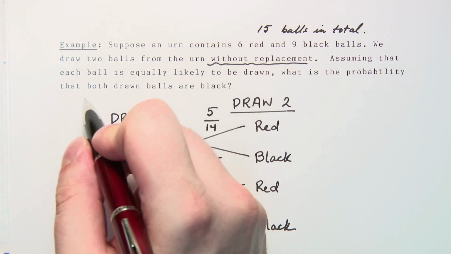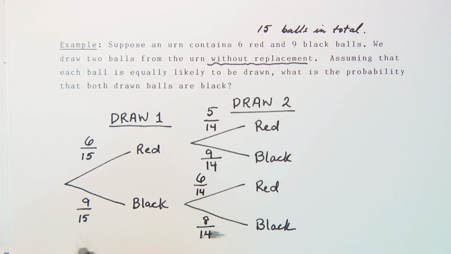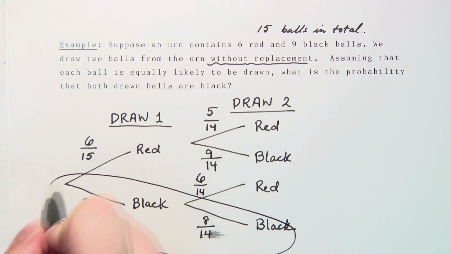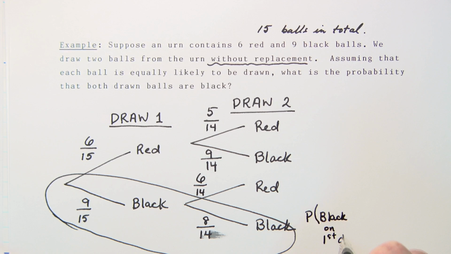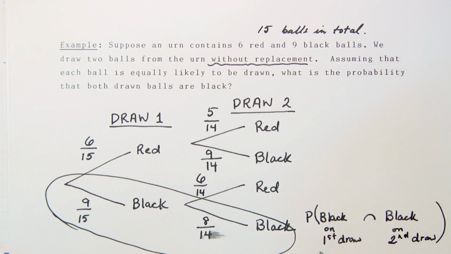Now it says, what is the probability that both drawn balls are black? So in this case, I'm actually interested in this one right here. So I'm interested in the probability that I drew black on the first draw and I drew black on the second. And that's just equal to multiplying down these rows now. So I get 9 over 15 multiplied by 8 over 14. So 9 times 8 is 72. And 15 multiplied by 14 gives me 210.